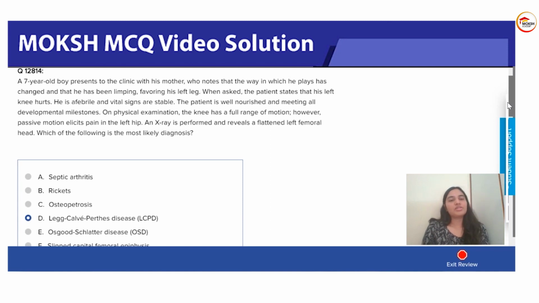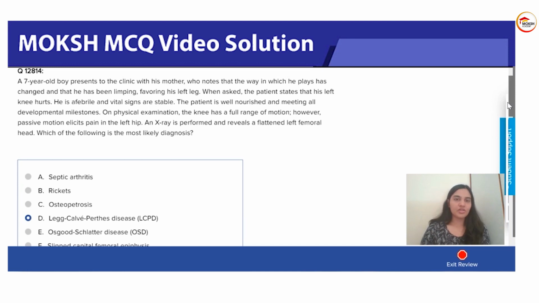What about the other options? Septic arthritis patients usually present with fever, and on local exam there is redness and tenderness at the joint. You can see that there's something abnormal within the joint. There's fever. So it is not septic arthritis here.